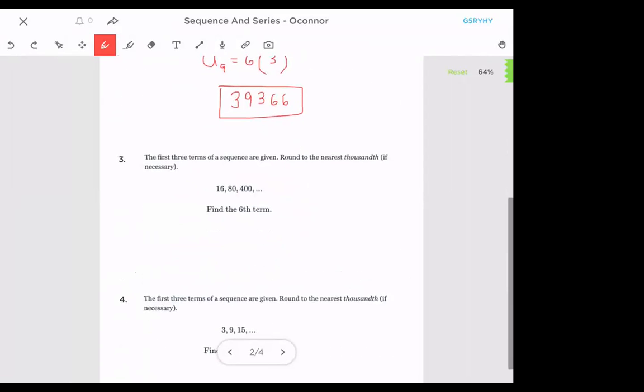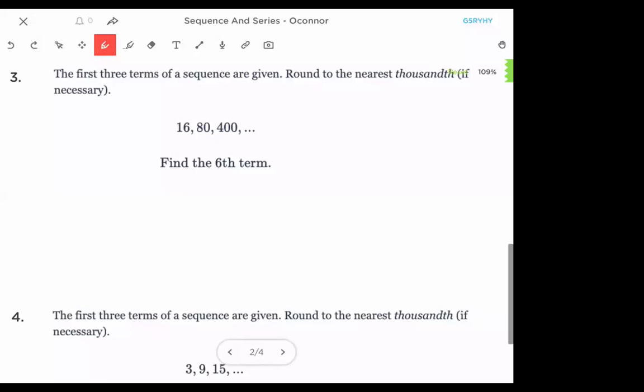Okay, so I would like you guys to just try problem number 3. Okay, do number 3, please. All right, so if we're going to do number 3, first thing we want to do is figure out, is it arithmetic or geometric? What do you think? Yeah, good. It's geometric, right?